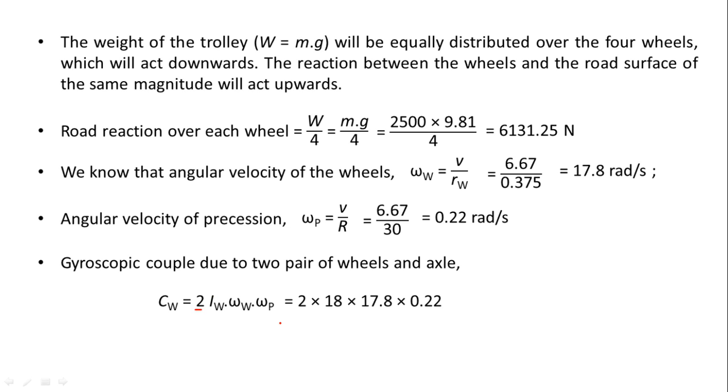So 2 times I wheel, a pair of wheel and axle, everything put together having 18 kilogram meter square. There are two such pairs, and omega of wheel, which you just found out, is 17.8, and omega of precession is 0.22. So the gyroscopic couple due to wheel rotation is 141 Newton meter.